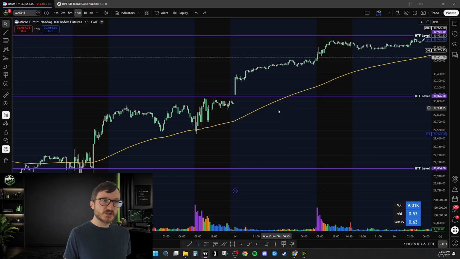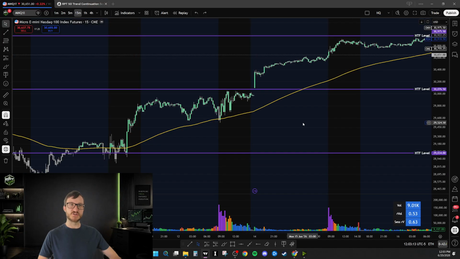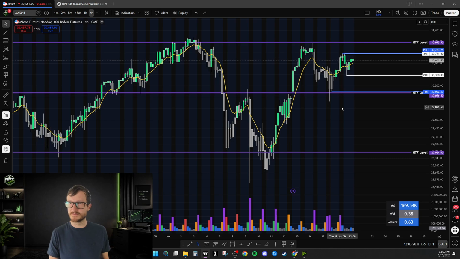Okay. So I like to do a top-down approach when I'm defining the trend. I zoom out first. So I'm going to go to something like a 4-hour so you can really see the big picture.